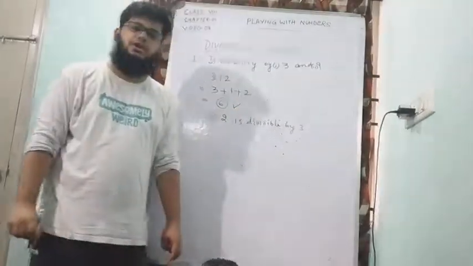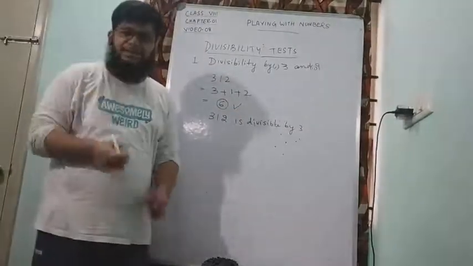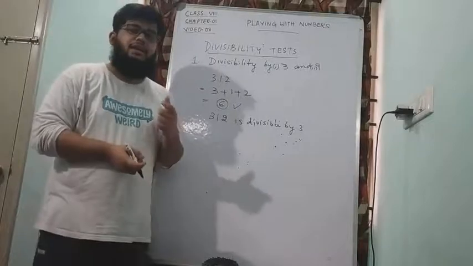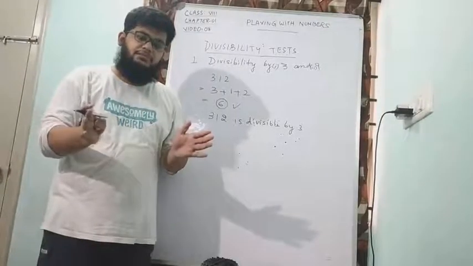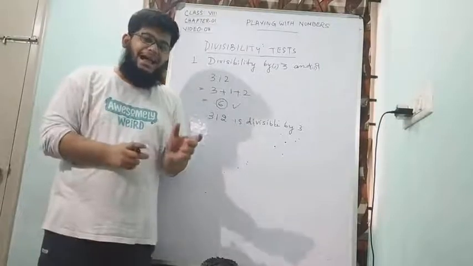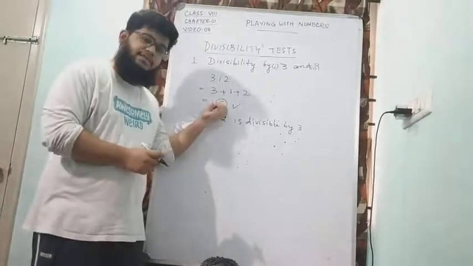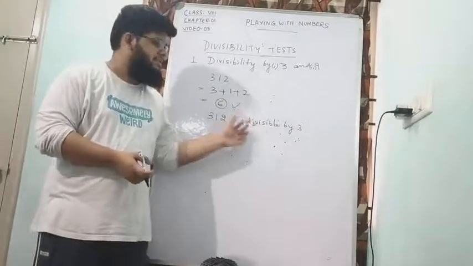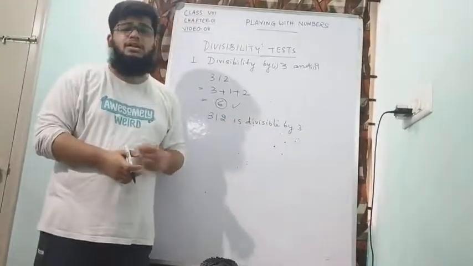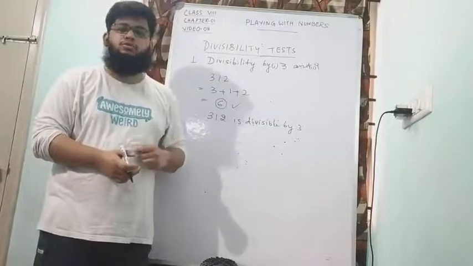I hope you have understood the rule for divisibility by 3. For divisibility by 3, we take the given number, separate all the digits, add them together, and whatever answer we get, if that number is available in the table of 3, that means it is divisible by 3, otherwise it is not divisible by 3. Same rule for 9 also.